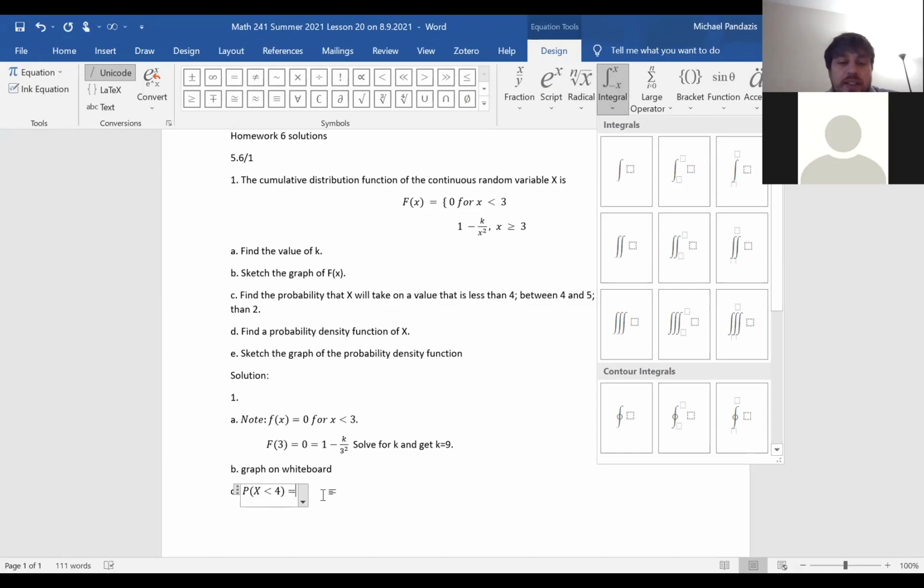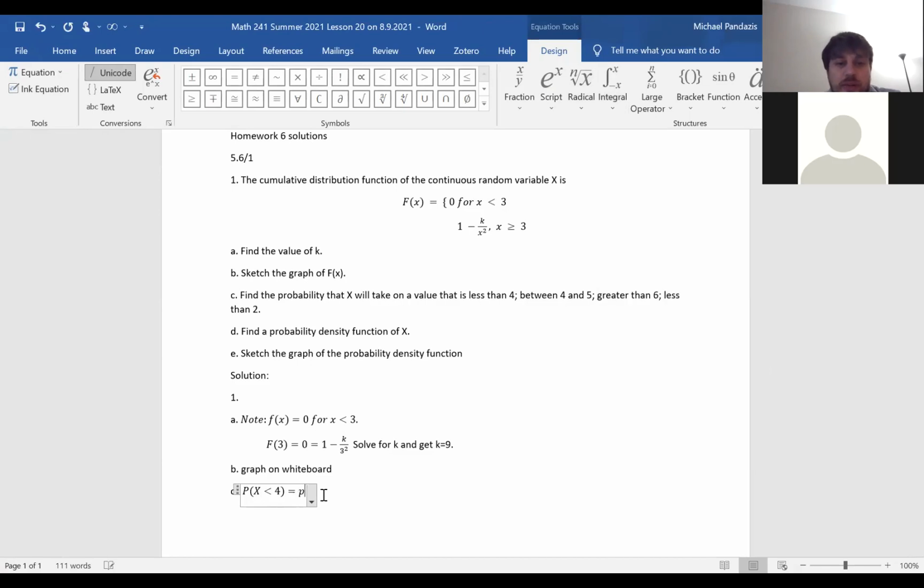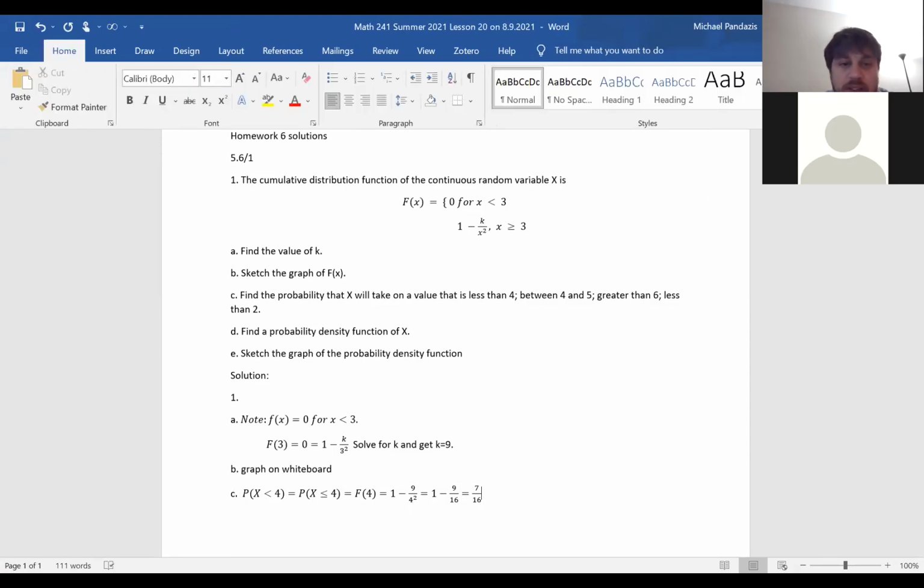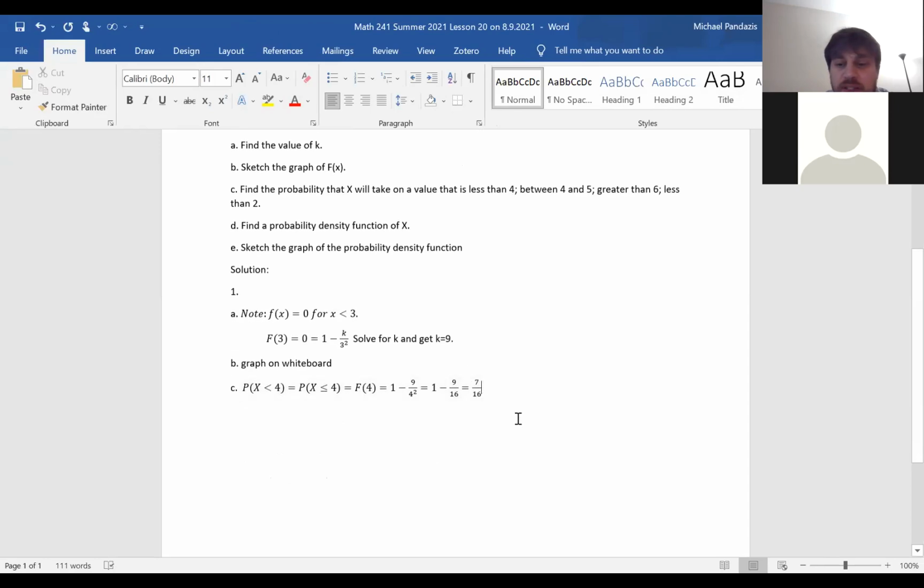Actually, this is equal to the probability, since X is a continuous random variable, you can include 4. It doesn't change the value, and that's equal to capital F of 4. And so capital F of 4 is 1 minus 9 over 4 squared. That's equal to 1 minus 9 over 16, which is 7 over 16. Okay, and so that's one of the probabilities, and you can find the other ones similarly.